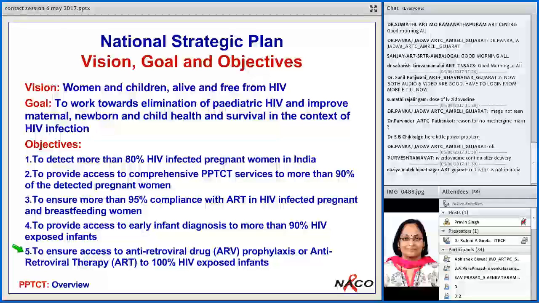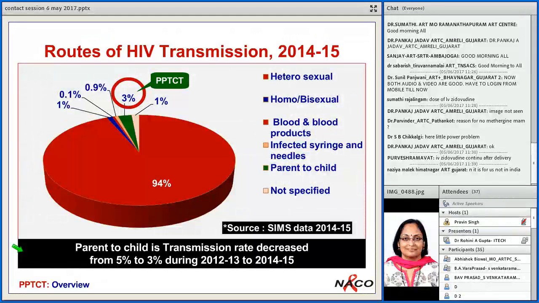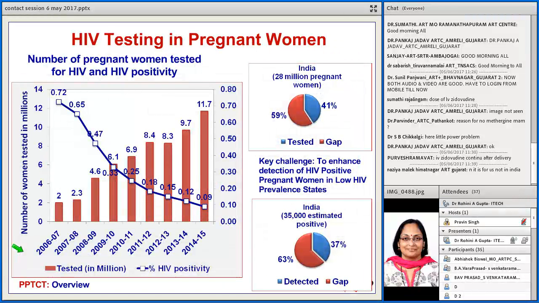ARV prophylaxis given in India, I'll be speaking about. What I spoke about till now was US guidelines. What I'm speaking about now is NACO guidelines. So please follow the NACO guidelines. US guidelines are just for information. The rate of HIV transmission through PMTCT has reduced. In 2010-2011 it was 5%. Now it has reduced to 3%, which is a very good achievement, and we have achieved this because of our option B implementation.